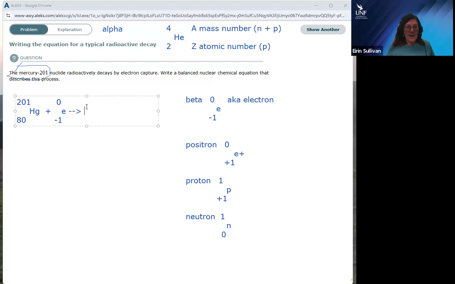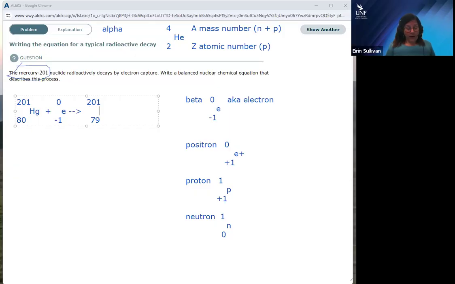So we have to sum A to find what goes on the top, and then sum Z to find out what goes on the bottom. Electron capture, the only other product is usually gamma radiation, but we'll deal with that in a second. So 201 plus 0 is still going to be 201. So that will be our mass number, and that is typical for electron capture reactions, that the mass number remains unchanged. 80 minus 1 is 79, so the proton number has decreased by 1. Again, that is typical for electron capture, that a proton is changed to a neutron, essentially, right? We lose 1 in the proton number.